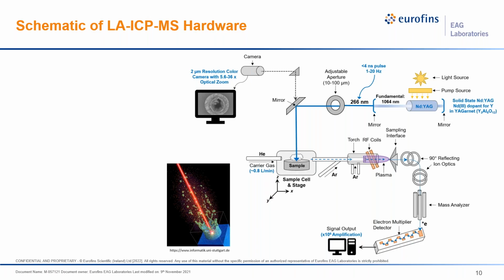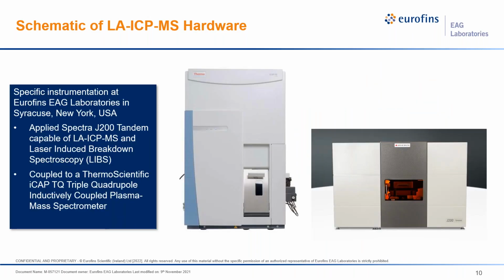Now, this is a general illustration right here. At EAG in Syracuse, we specifically use an Applied Spectra J200 Tandem laser, which is also capable of laser-induced breakdown spectroscopy, coupled to a Thermo Scientific iCAP TQ or triple quad mass spectrometer.